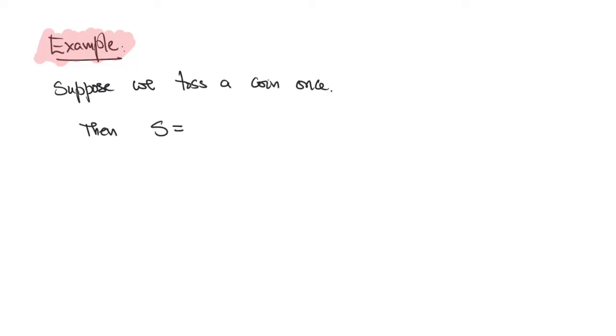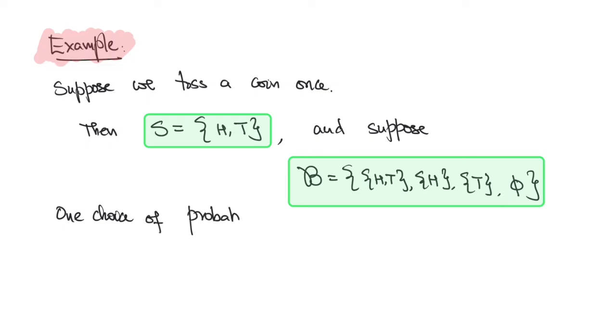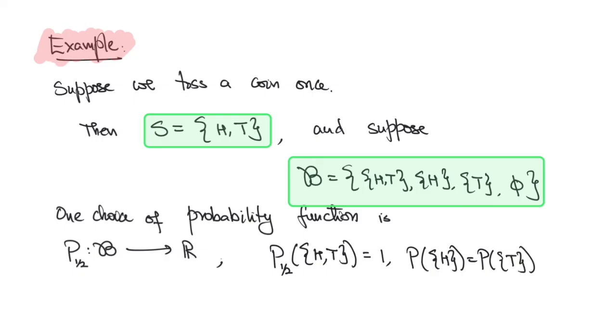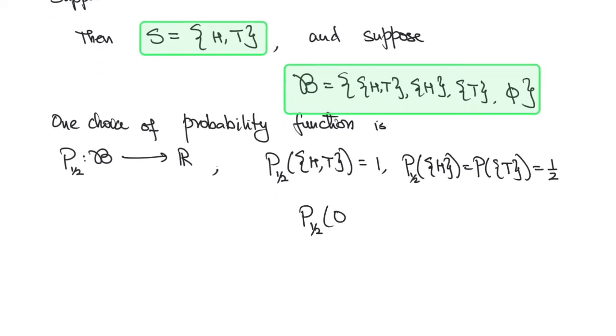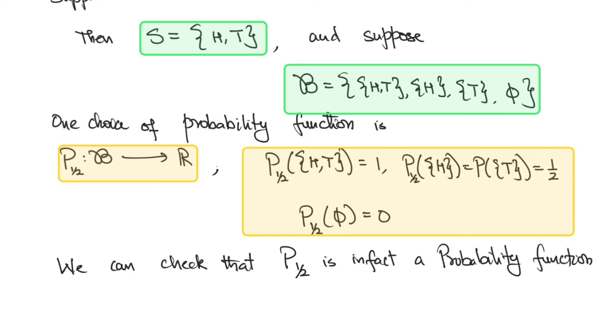Let's work out an example. So suppose we toss a coin once. In this setting, we will have the sample space S to contain elements H, comma T, and we can set our sigma algebra B to be the power set which contains the following four elements. One choice of a probability function is to define P sub half, which is going to be a function going from the sigma algebra B to R, and we assign the following values. To the entire sample space S we will get 1, and to the events H and T, we apply equal probability of half, and we require that the probability of the empty set to be 0. Then it is easy to see that P sub half is a probability function.